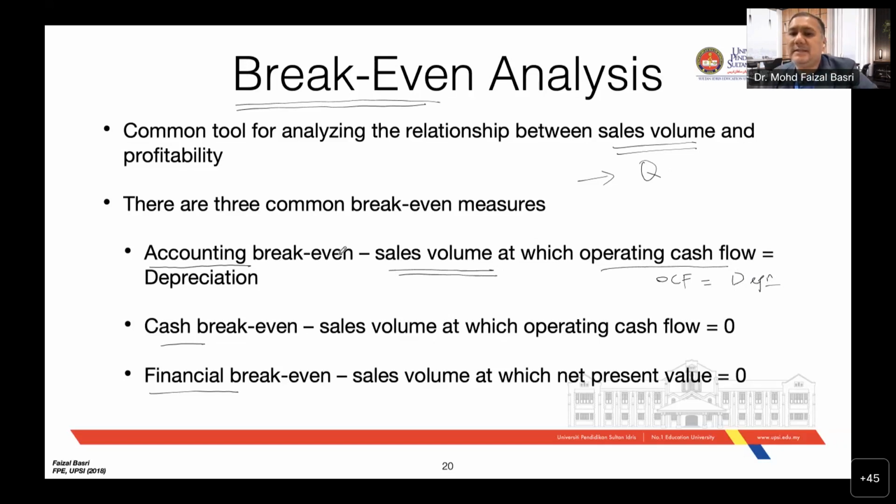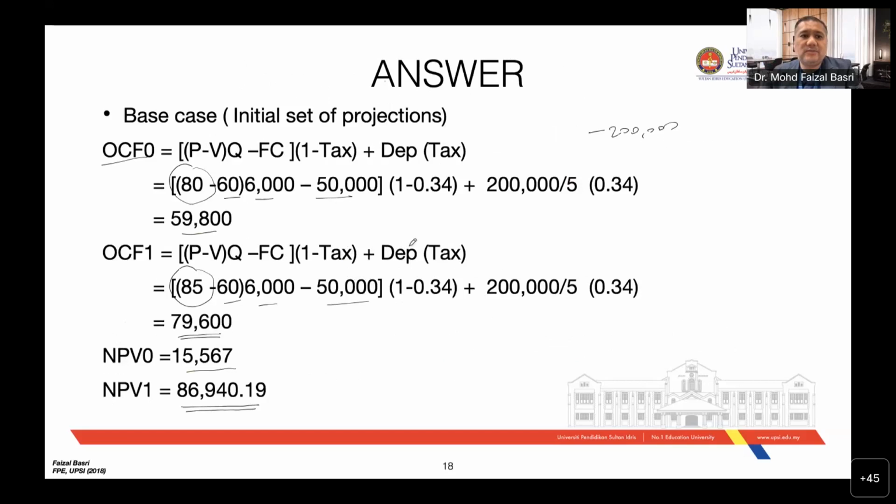Pre-tax depreciation, basically, without taking into account the depreciation, the tax values. So we want to find the OCF equivalent to depreciation. To go back to here, basically we want to find our OCF assumption Q. Here we put Q 6,000, right?